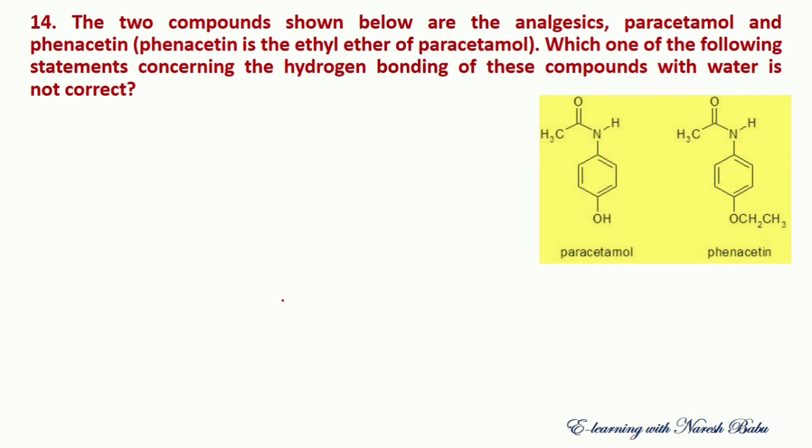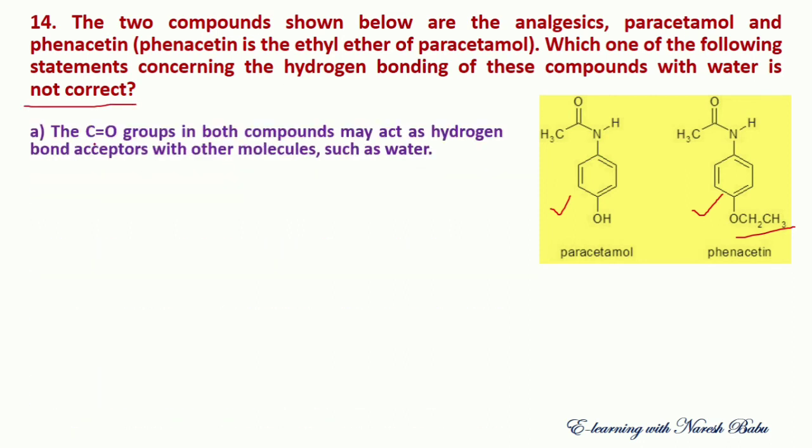Coming to the next question, the two compounds shown below are analgesics: this one is paracetamol, and this is phenacetin. Phenacetin is the ethyl ether of paracetamol. Which one of the following statements concerning the hydrogen bonding of these compounds with water is not correct? We should find out which one is not correct.